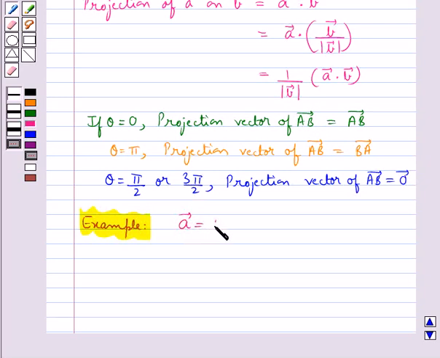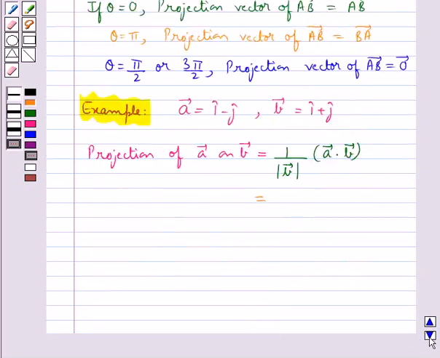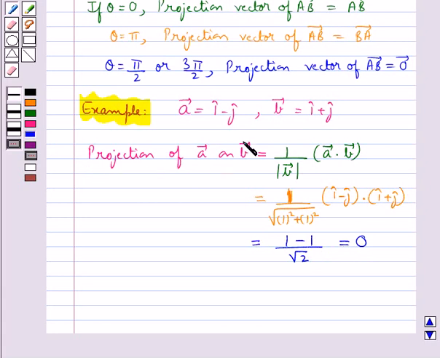Consider vector A equal to i cap minus j cap and vector B equal to i cap plus j cap, then projection of vector A on vector B is given by 1 upon magnitude of vector B into vector A dot vector B, which is equal to 1 upon square root of 1 square plus 1 square into (i cap minus j cap) dot (i cap plus j cap). This is equal to (1 minus 1) upon square root 2, which is equal to 0. So we get projection of vector A on vector B is 0.